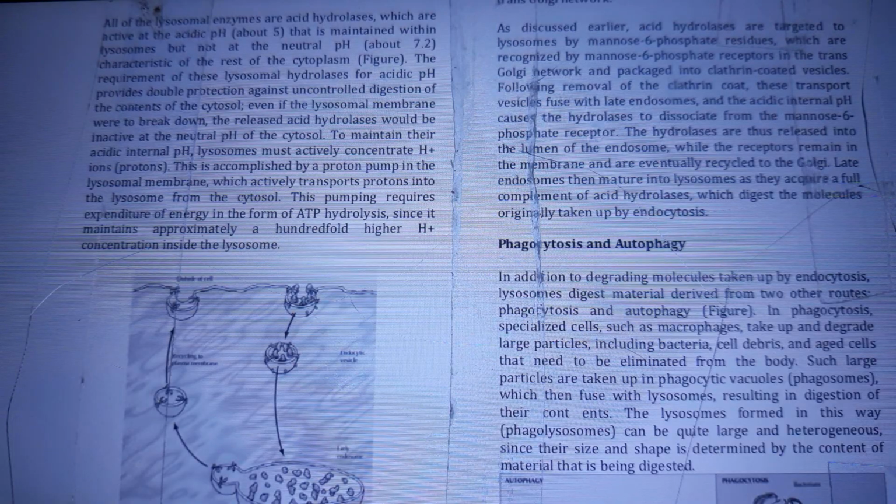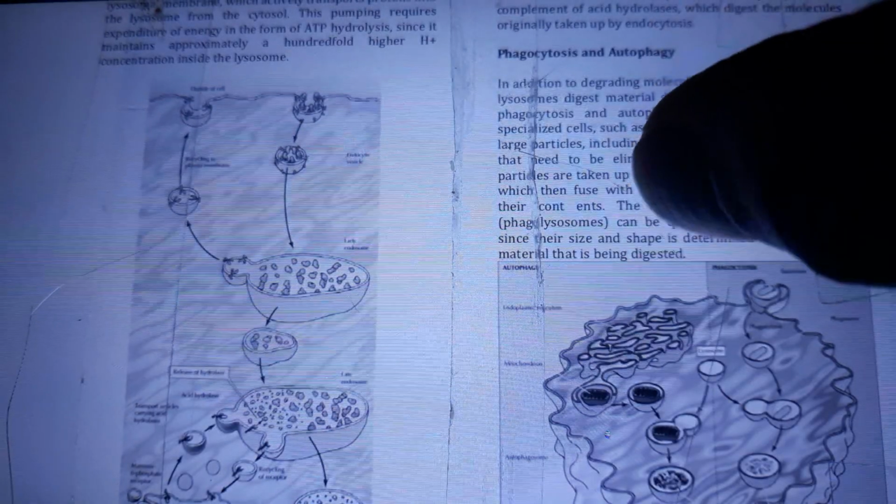As discussed earlier, acid hydrolases are targeted to lysosomes by mannose-6-phosphate residues, which are recognized by mannose-6-phosphate receptors in the trans-Golgi network and packaged into clathrin-coated vesicles. Following removal of the clathrin coat, these transport vesicles fuse with the late endosomes, and the acidic internal pH causes the hydrolases to dissociate from the mannose-6-phosphate receptor. The hydrolases are thus released into the lumen of the endosome, while the receptors remain in the membrane and are eventually recycled to the Golgi. Late endosomes then mature into lysosomes as they acquire a full complement of acid hydrolases, which digest the molecules originally taken up by endocytosis. Phagocytosis and autophagy.